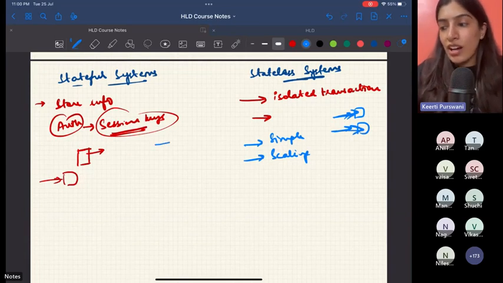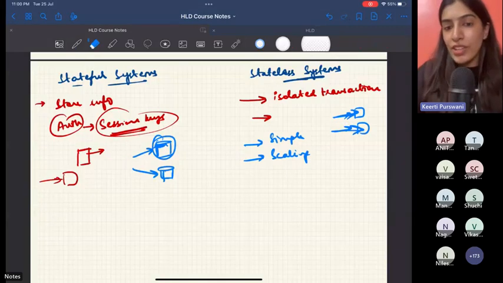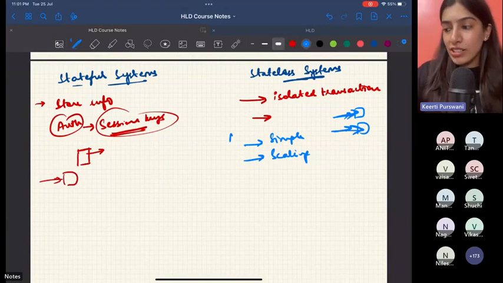Versus here, scaling is going to be hard. Why? Because you must have stored the data on this particular server, and now you want to send the data to this server because this server is overwhelmed. So what are you going to do? It is complex to maintain, right? So these are the advantages. Can you tell me disadvantages of stateless?